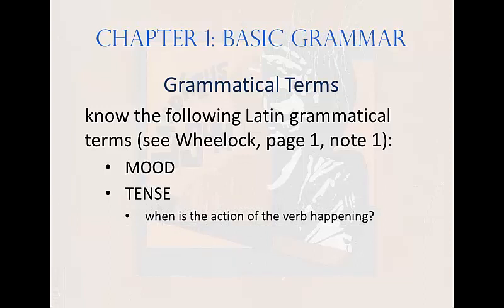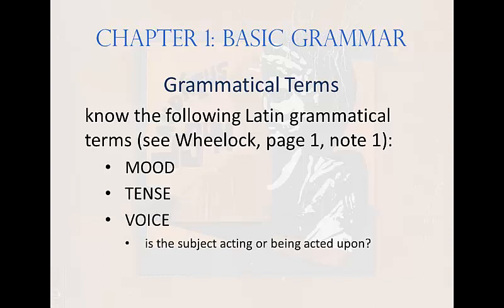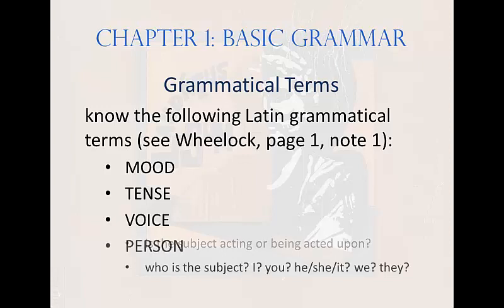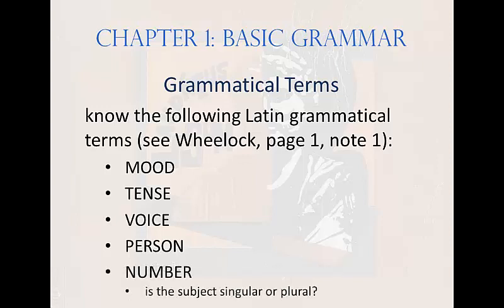Tense is the grammatical term used to indicate when the action of the verb is happening. Voice is the term used to indicate whether the subject of the verb is acting or being acted upon. Person is the grammatical term which indicates the nature of the subject. Is it I, you, he, she, it, we, you plural, or where I grew up, y'all, or they? And finally, number says whether the subject is singular or plural, that is, one person or many.